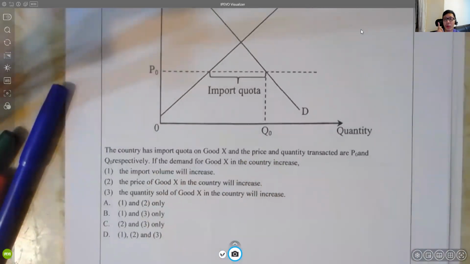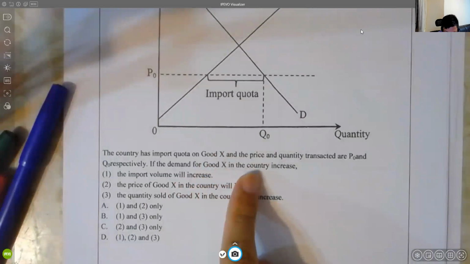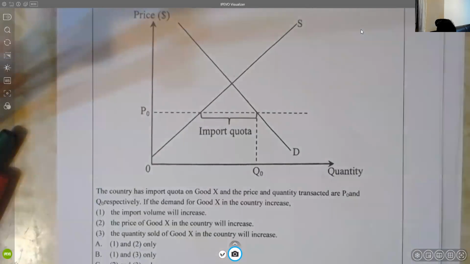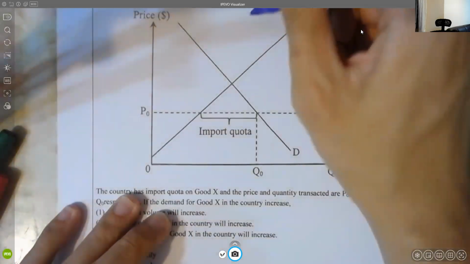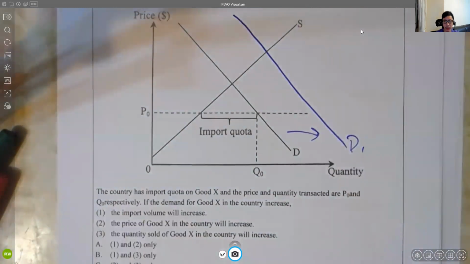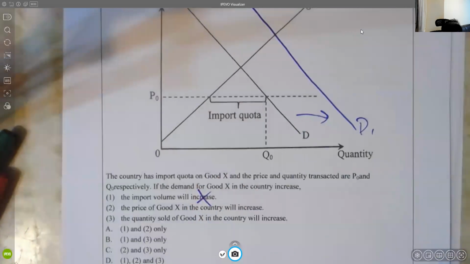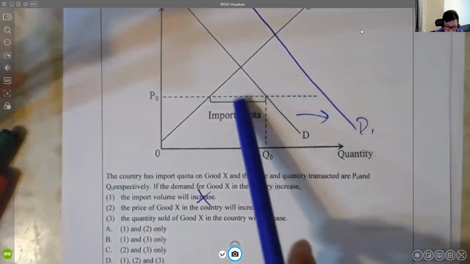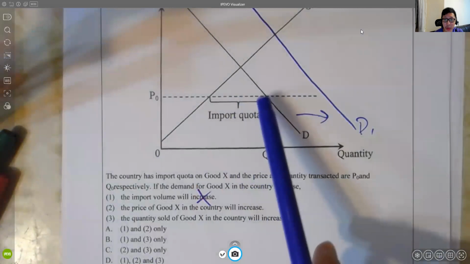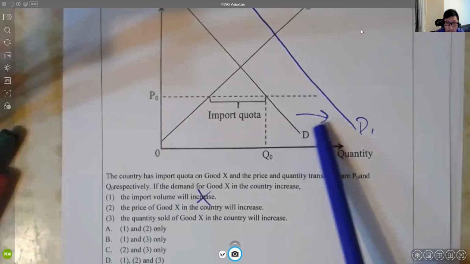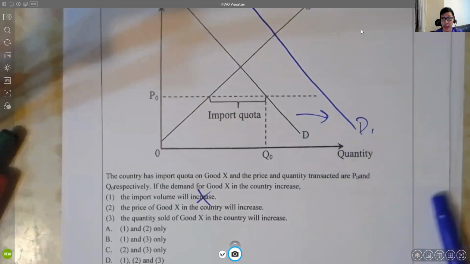Now, if for whatever reason, the demand for good X increases. So let's draw it. Let's say it increased to here. Okay. So what would happen? First, import volume would increase. Is that correct? No, it wouldn't. The reason is simple. You see, originally, they already use up all the import quota. Used up already. So what happens if I have an increase in demand?